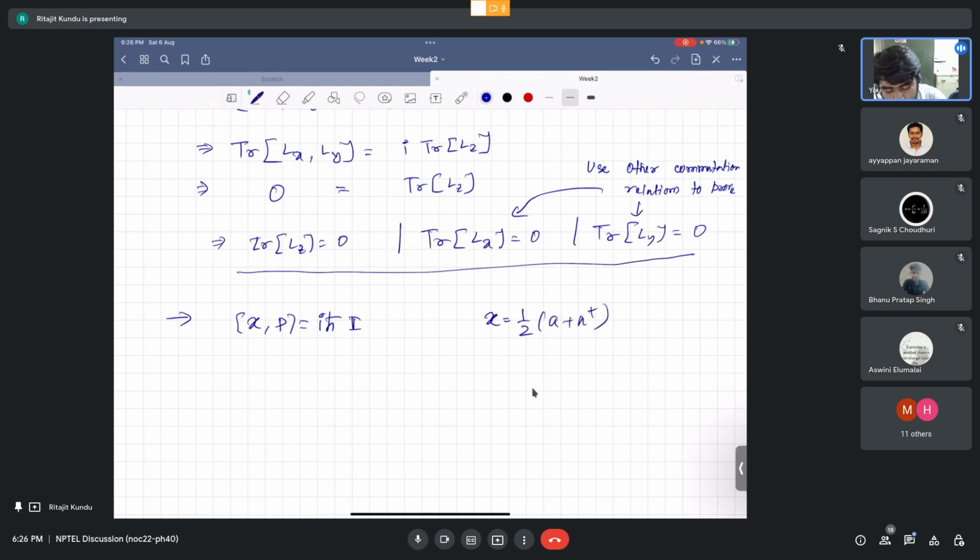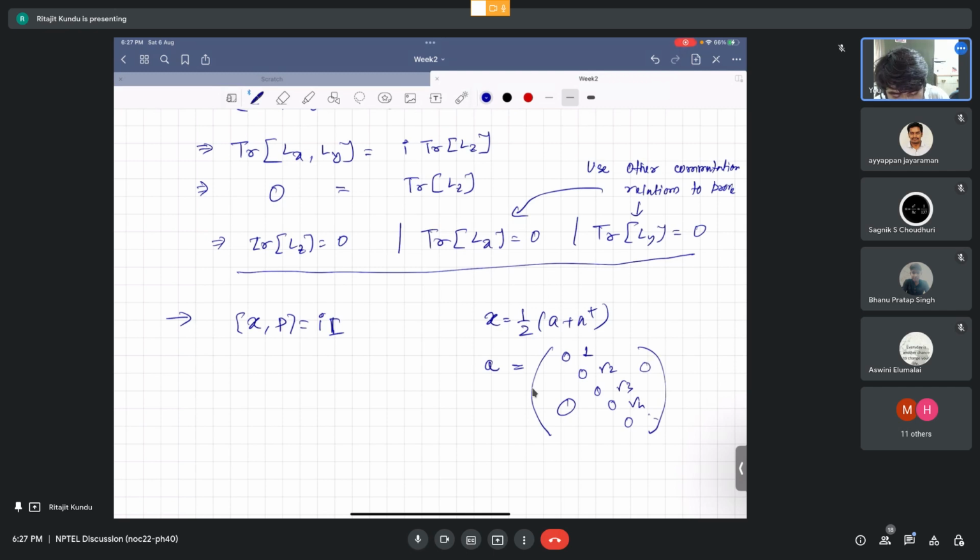Let's forget about h bar for now, and say that h bar is 1. Let's look at how this looks. In matrix notation, a looks something like this. The dimension is not mentioned because the dimension is very large. The entries are 1, square root 2, square root 3, square root 4, and so on, and all other entries are actually 0.